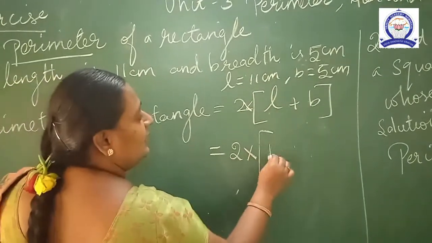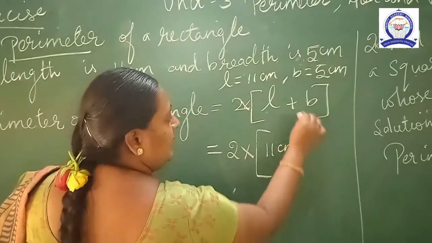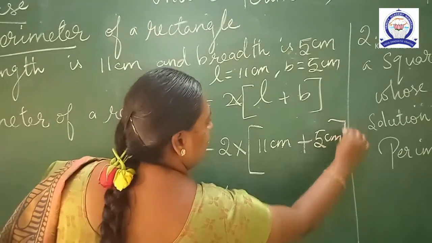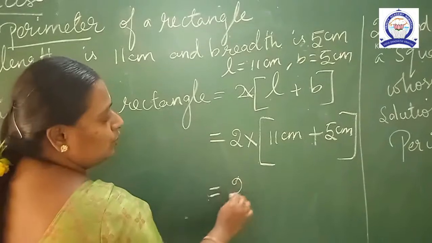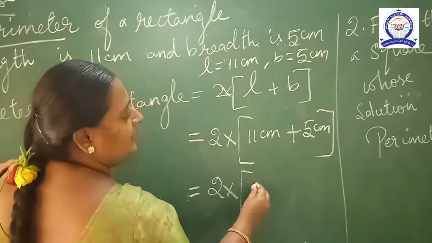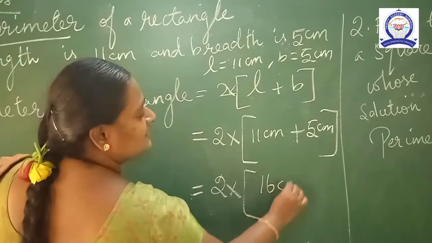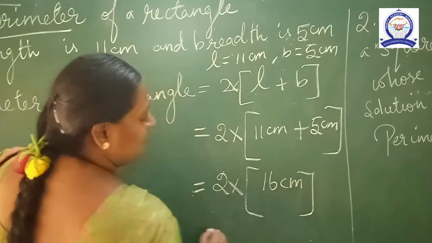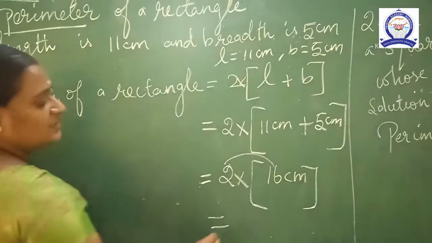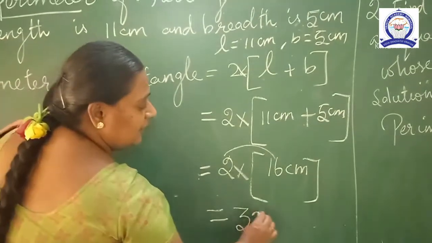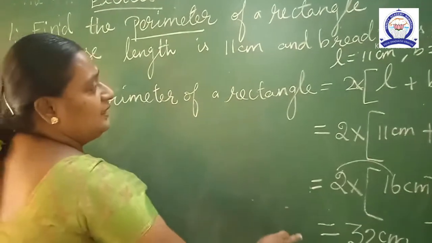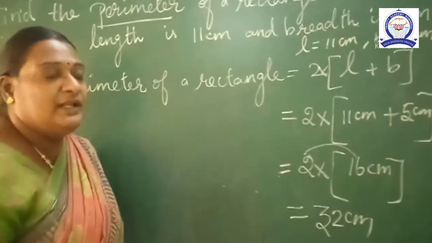So length is 11 centimeter plus breadth, 5 centimeter, equals 2 into, you add 11 centimeter plus 5 centimeter. That is 16 centimeter. Then you multiply 16 into 2. 16 2s are 32 centimeter. Therefore, the perimeter of the rectangle is 32 centimeter.